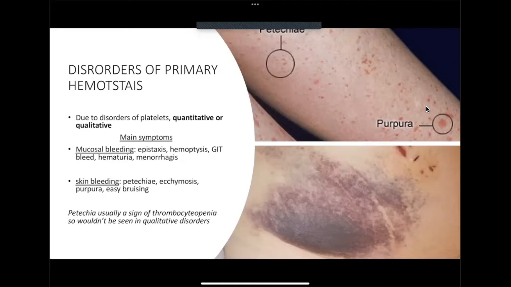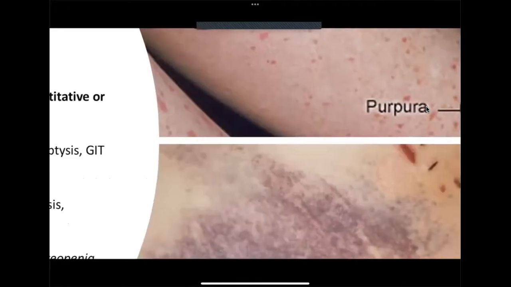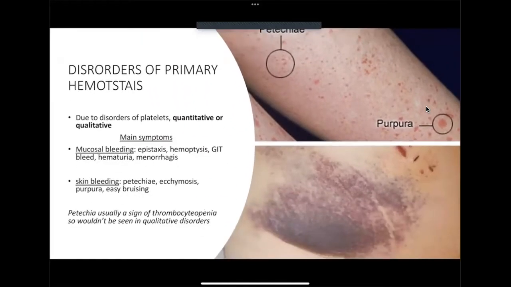So the symptoms we have here are mucosal bleedings like epistaxis, which is bleeding from the nose, hemoptysis, which is coughing up of blood, GIT bleeding, hematuria, and so on. For skin bleeding, we can see petechiae, which is over here. We can see ecchymosis, which is a bigger bleed, over here. We can see purpura formations, which are basically just bleeding under the skin.